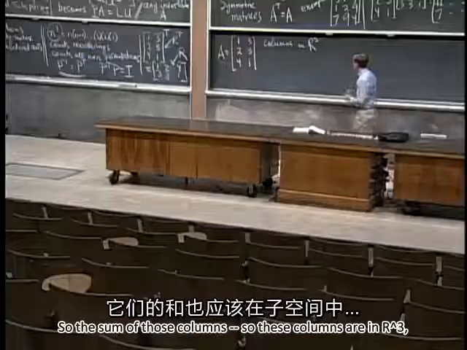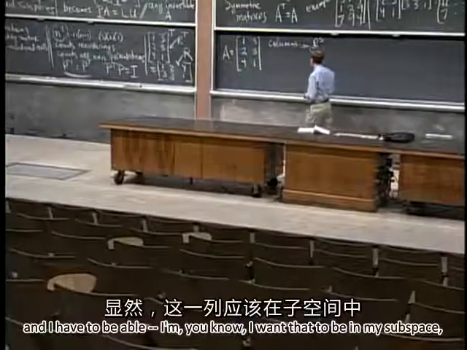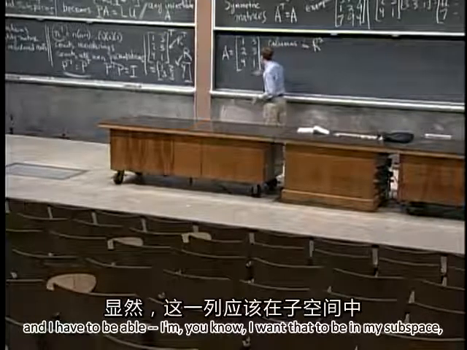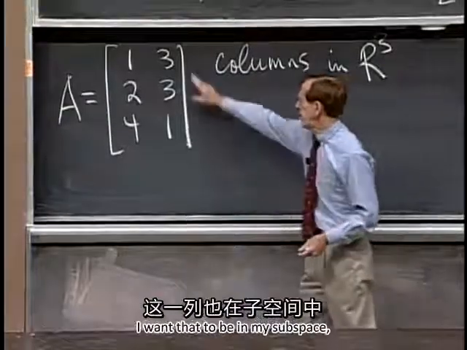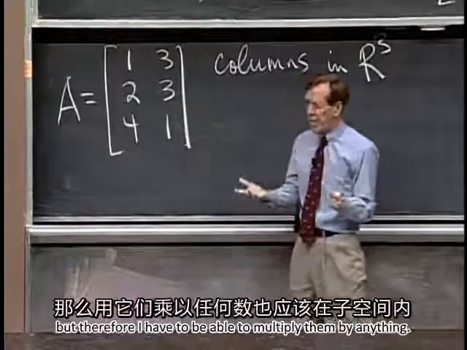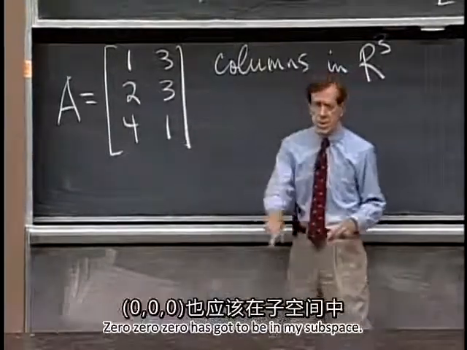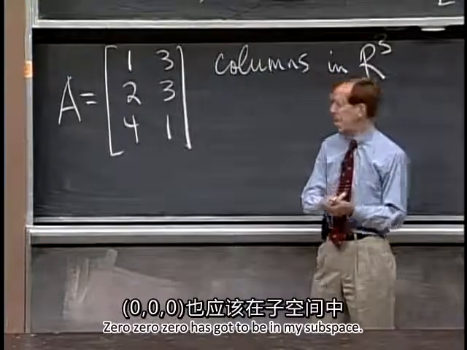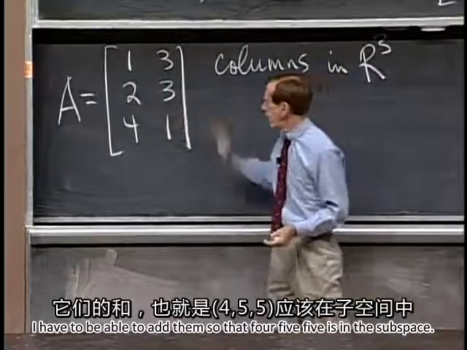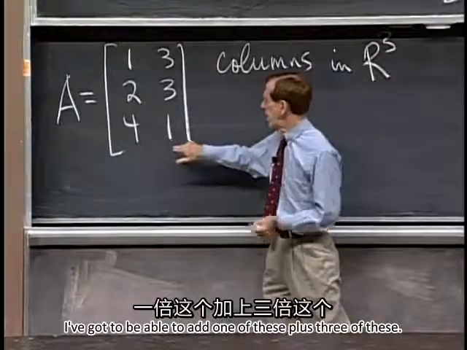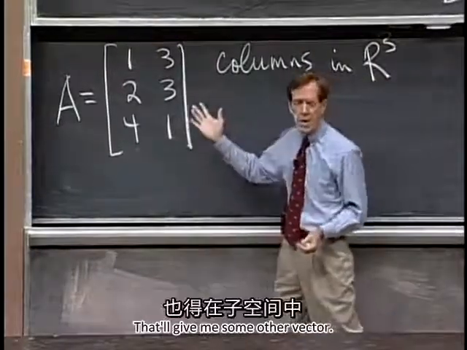So these columns are in R3, and I want that to be in my subspace, but therefore, I have to be able to multiply them by anything. 0, 0, 0 has got to be in my subspace. I have to be able to add them so that 4, 5, 5 is in the subspace. I've got to be able to add one of these plus 3 of these. That'll give me some other vector.